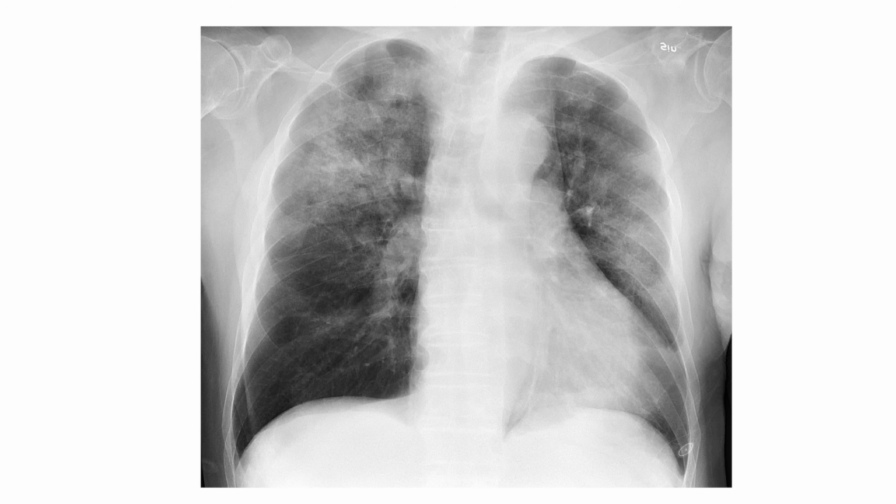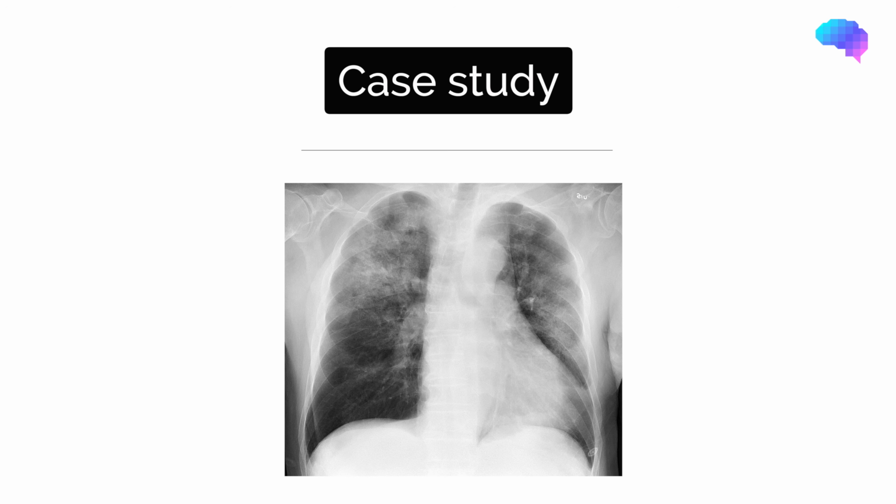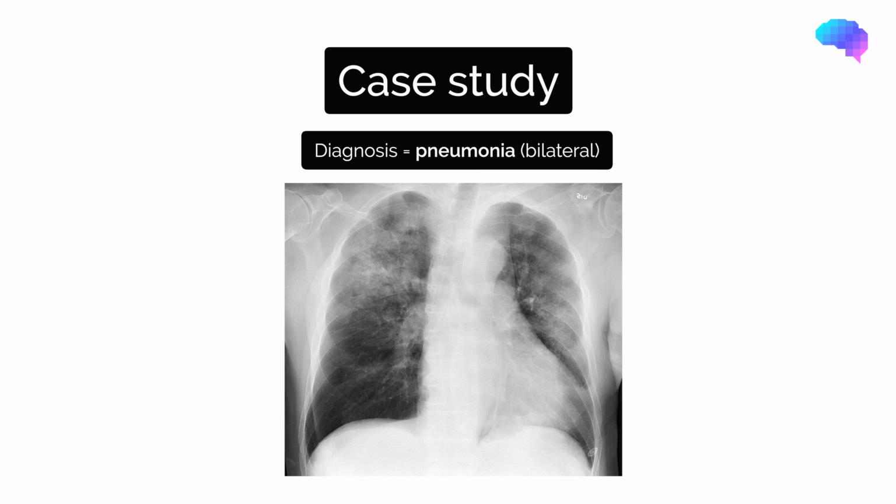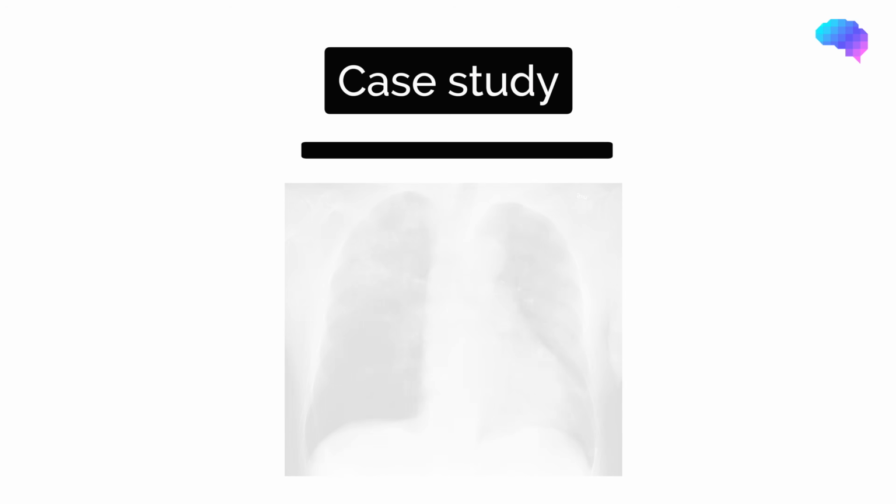Putting the symptoms together of feeling feverish with a new productive cough, it's likely that this patient is suffering from pneumonia and should be managed according to the CURB-65 score.